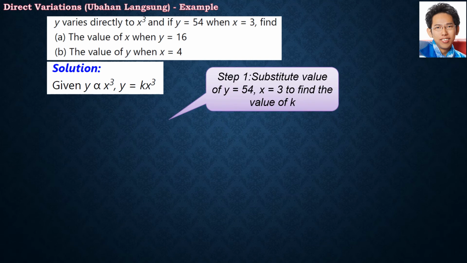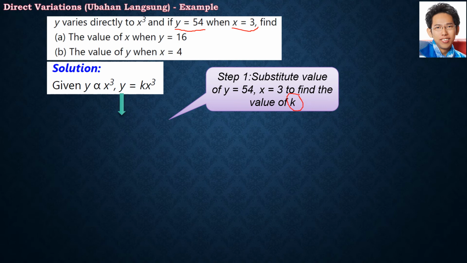Okay, so again for these questions, after we have the equation, we substitute the value of x and y. y equals 54, just follow the questions, and x equal to 3. So these two values are useful for you to find the k. Okay, actually we are looking for k by substituting.